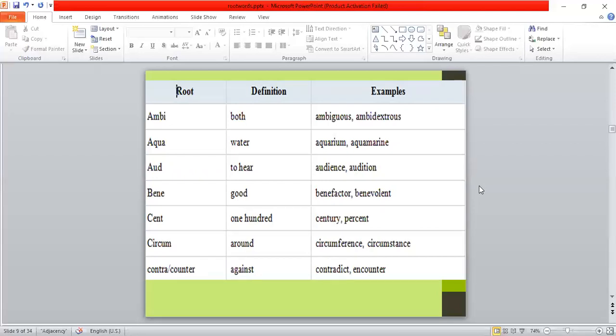The root circum means around. For example, circumference, circumstance. The root contra or counter means against, and its examples are contradict and encounter.